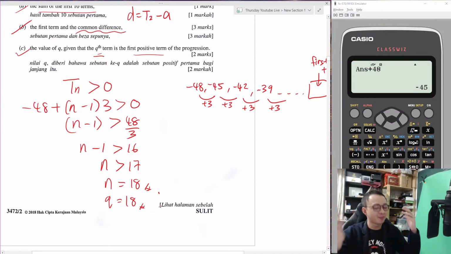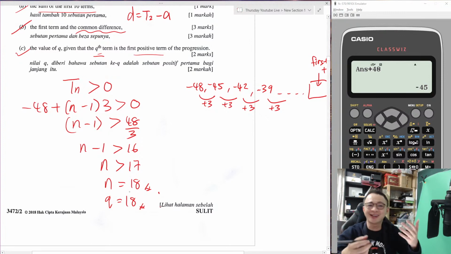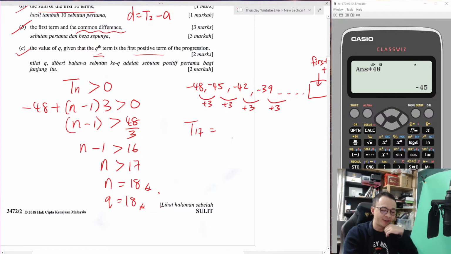Alright, so over here, some students might doubt. Why can't we just take 17? Let's try T17 and see what value we get. a plus n minus 1 d. We are actually getting 0 here. So at the 17th term, it's not a positive term. 0 is a neutral number.